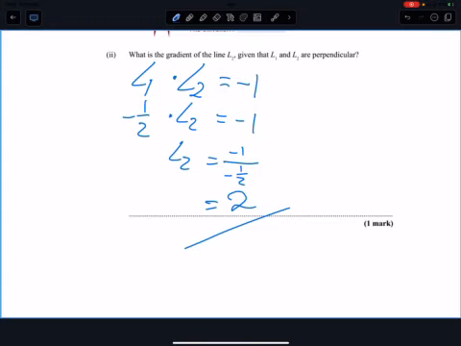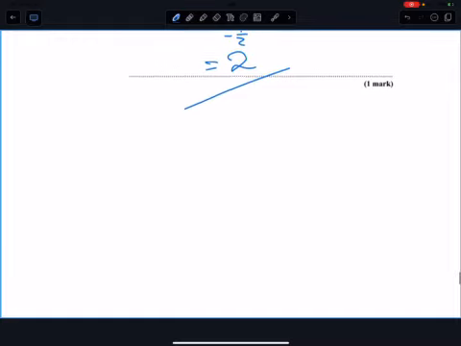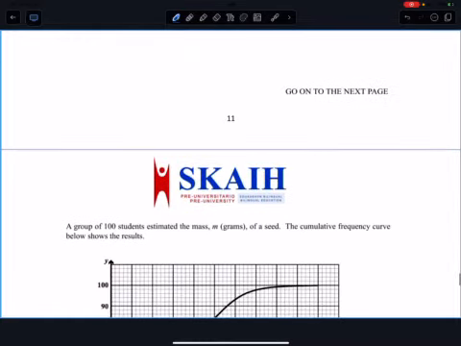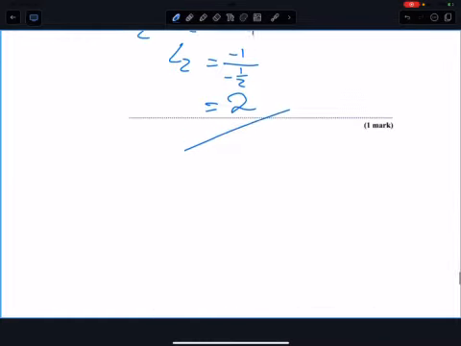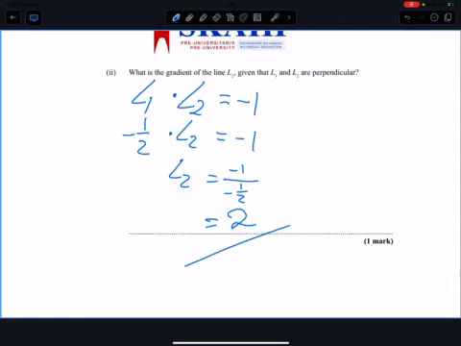Yes? We love it. Thank you for loving math. Gradient of the first multiplied by gradient of the second is -1. This answer is always fixed. It's always -1. Yes.